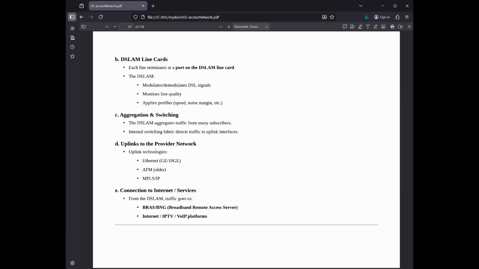to the global Internet. Key functions. Aggregation: its primary job is to collect traffic from many subscribers so it can be handled efficiently by the ISP's main routers. Signal conversion: it converts the electrical signals coming from your copper phone line into digital data packets, like Ethernet or ATM, that the rest of the Internet uses.